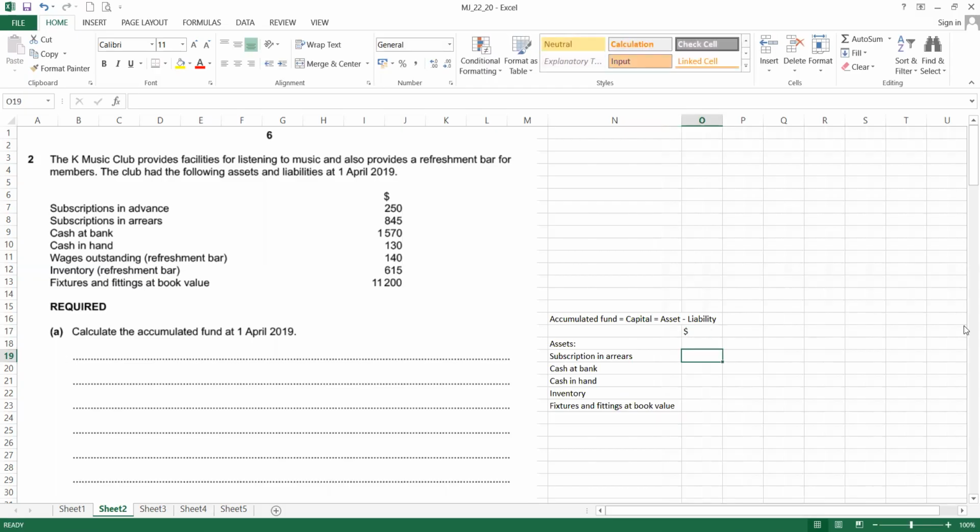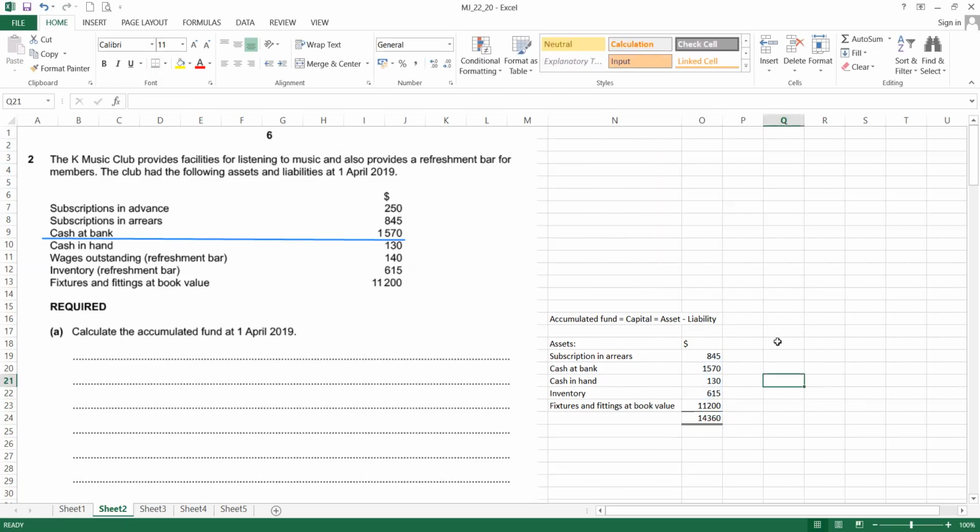Let's put in the total value first and calculate. The assets are subscription in arrears 845, cash at bank. Okay, let's underline in case we overlook or see the wrong number. Cash at bank 1570, cash in hand 130, inventory 615, furniture and fittings. Okay, so this is the total amount that we have.